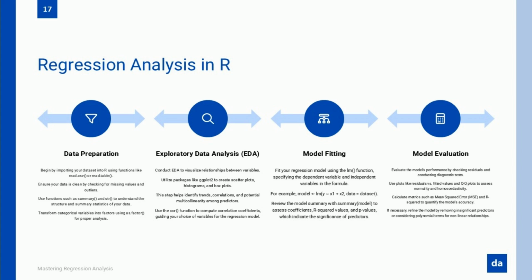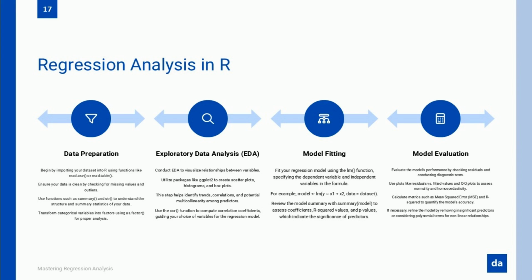The heart of the process is model fitting. With just a single command, lm, you can fit a linear regression model in R. For instance, if you want to predict house prices based on size and location, your formula might look like this. model <- lm(price ~ size + location, data = dataset). The output from summary(model) provides a treasure trove of information, from coefficients and p-values to the R-squared value. This step demystifies the relationship between predictors and the target variable.